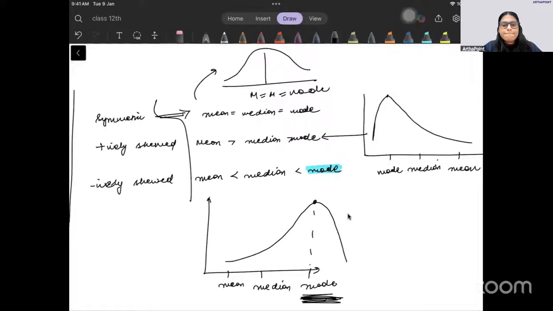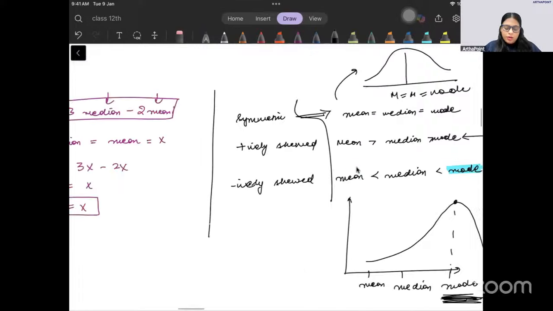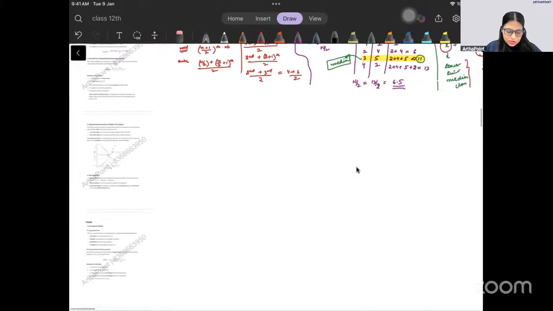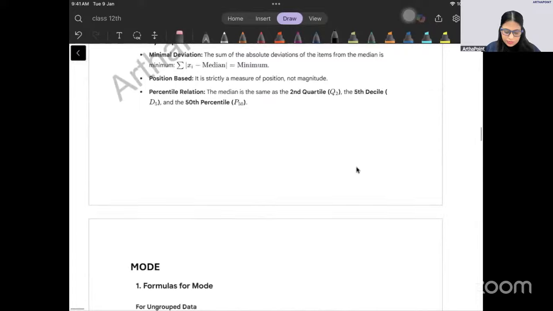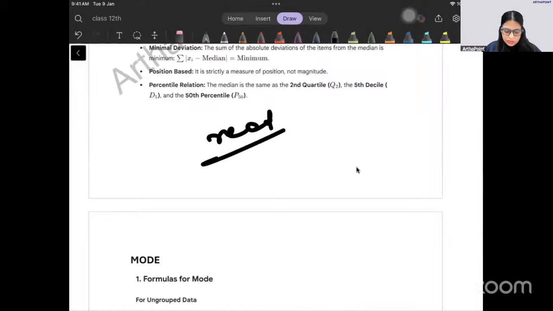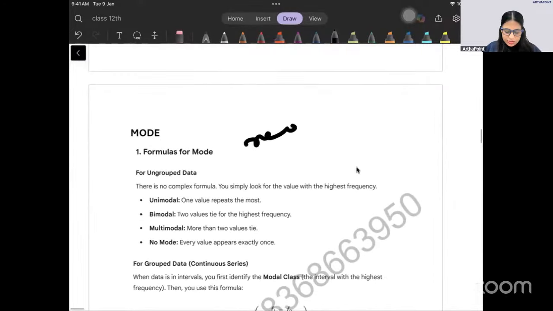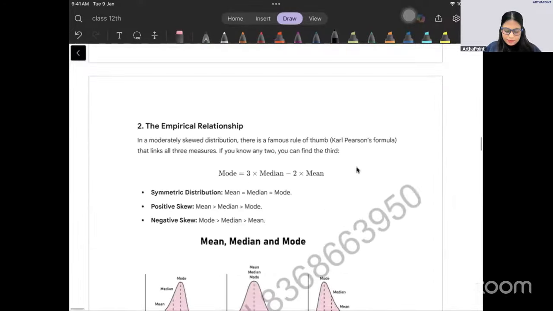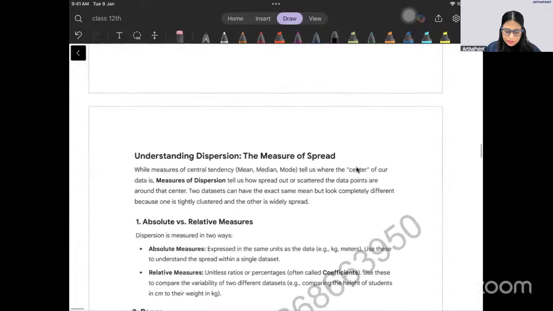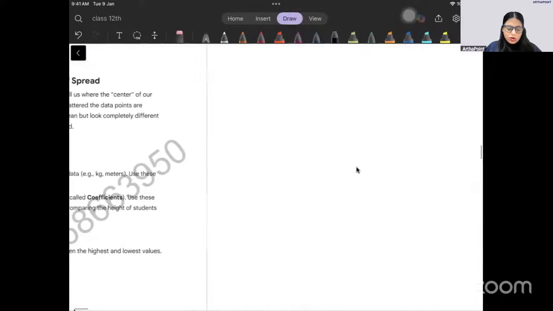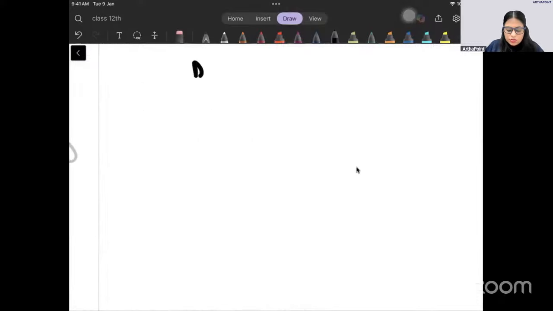Okay. Is it clear? Everything in mean, median, mode is clear now. So if I come back to the notes, I want you to read this. Read. Read. Read. Okay. Now we'll talk about dispersions.